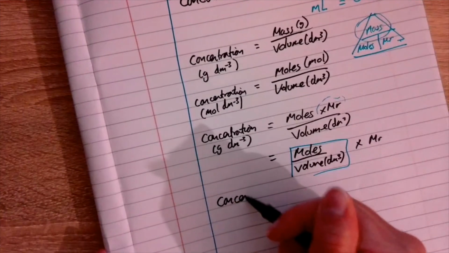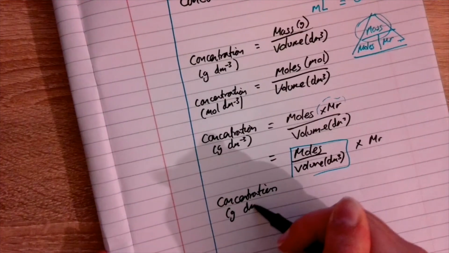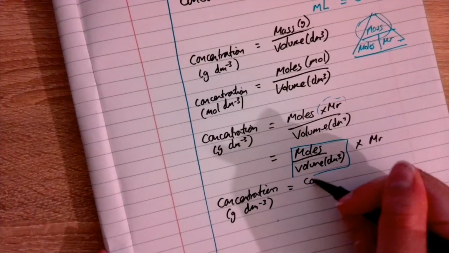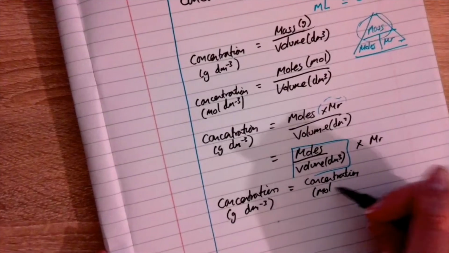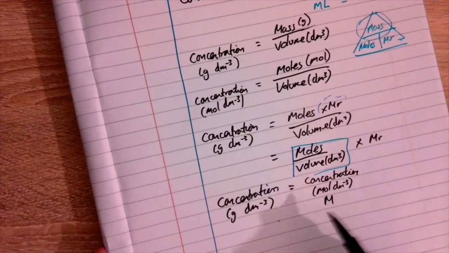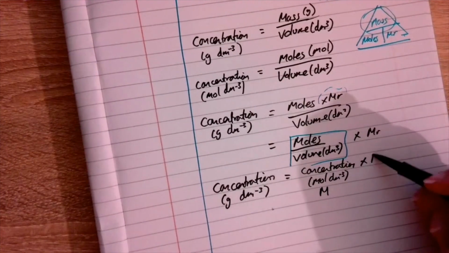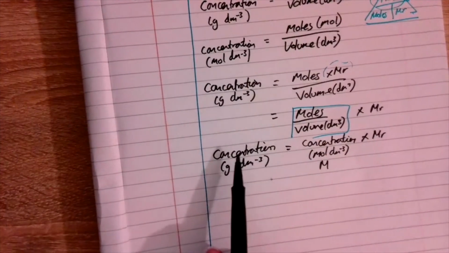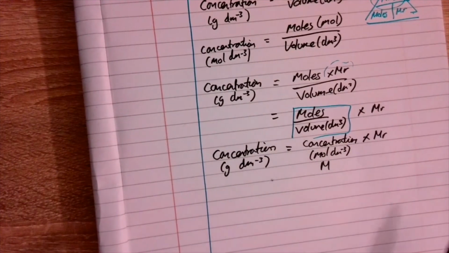So linking our two equations together can be done using our MR. We can times our molar concentration, which is moles per decimetre cubed, sometimes you'll see the unit M, but that's equivalent to saying moles per decimetre cubed, times it by the MR. Or if we wanted to go the other way, going from grams per decimetre cubed to moles per decimetre cubed, we just need to divide by our MR.